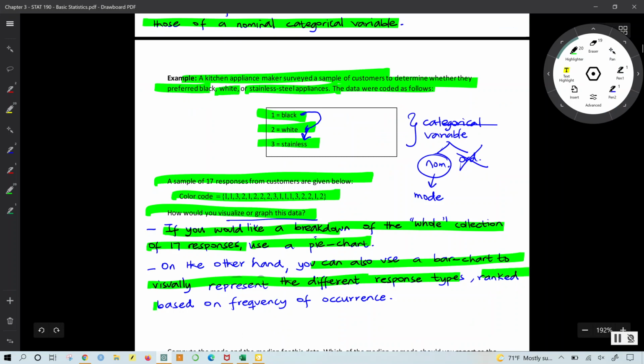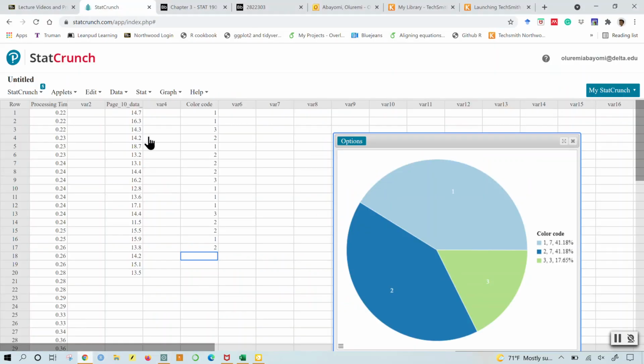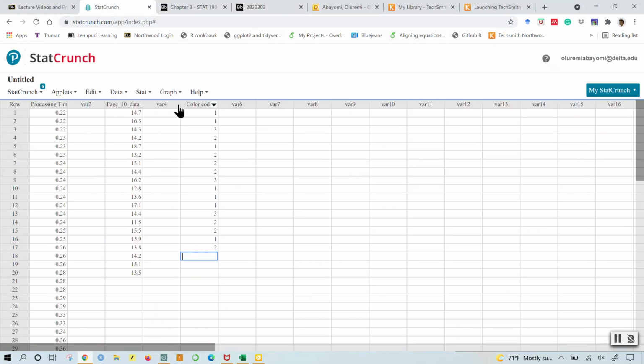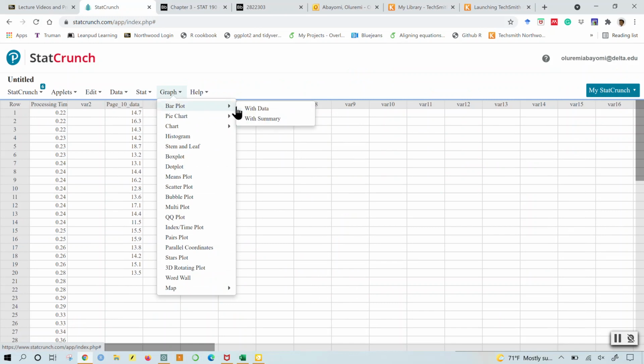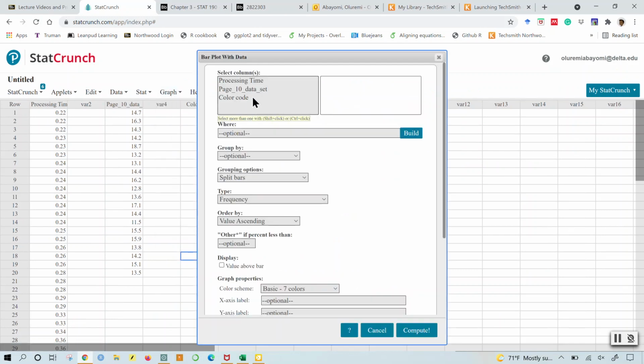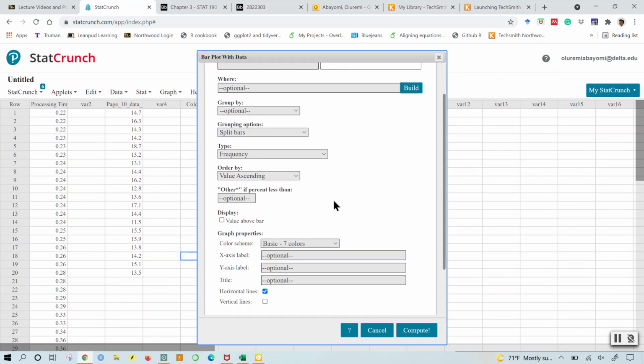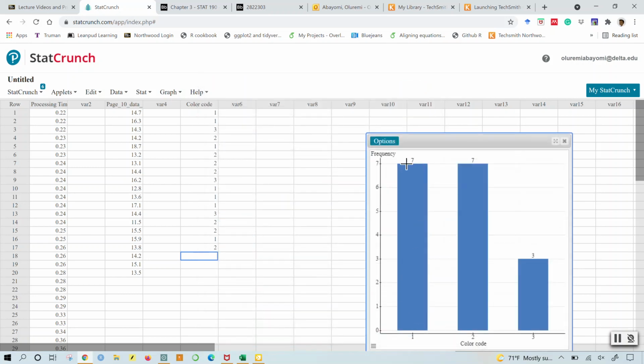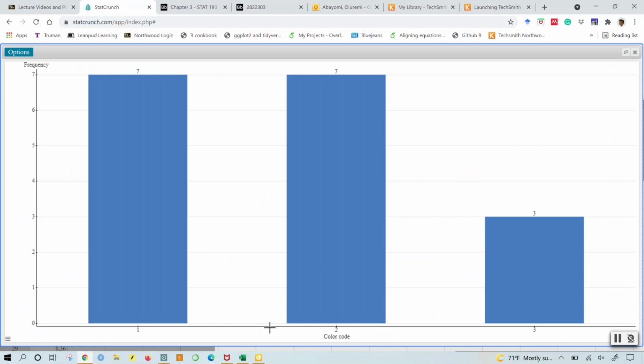But then, besides a pie chart, we can also use a bar chart to visually represent the different response types ranked based on the frequency of occurrence. To do that, in StatCrunch, I'm going to close this and then go to Graph, Bar Plot With Data, click on that, then choose Color Code. I would usually like the value above the bar, and then Compute. And I can see again that there are different color codes here. So I see 1, 2, and 3, the different values. And this represents a distribution of values with 2 modes. So this is said to be a bimodal distribution.